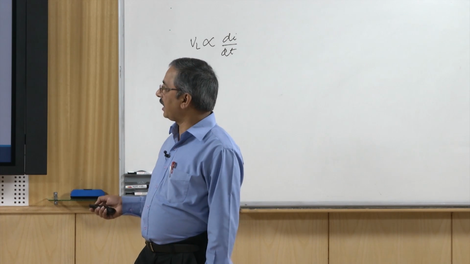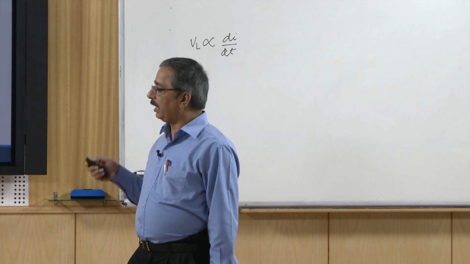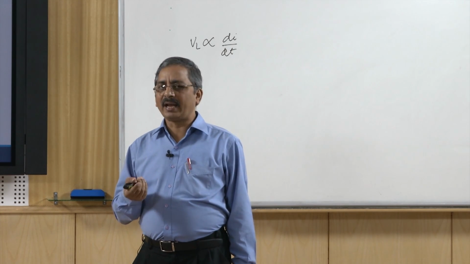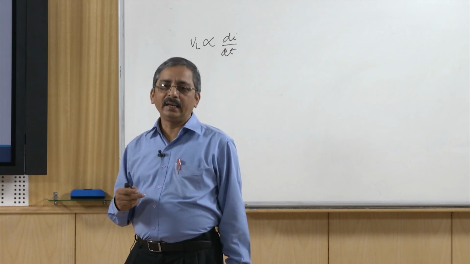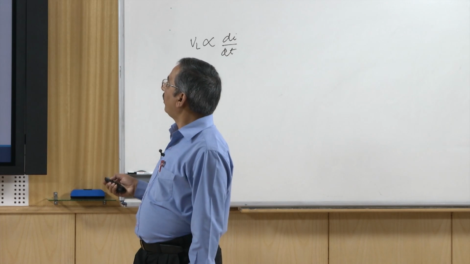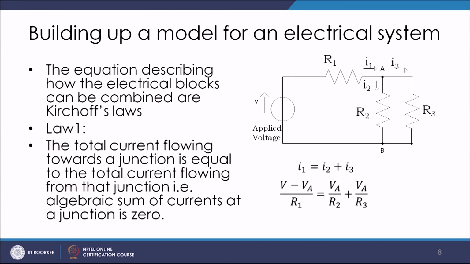So, this is Kirchhoff's first law, and I will be talking about Kirchhoff's second law also. With the help of these two laws, we can use them separately or in combination, and we can derive the system equation for any electrical system. So, for this case you can see the current I1 is equal to I2 plus I3. Current in at junction A is I1 and current out from junction A is I2 and I3. So, I1 is I2 plus I3.